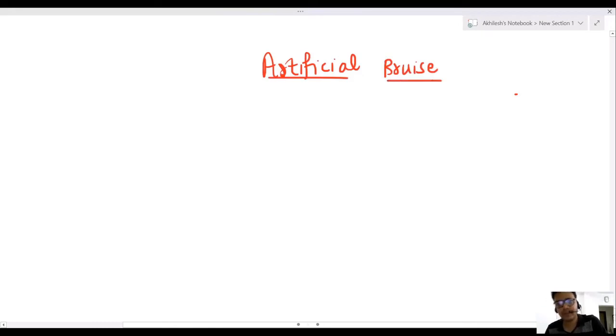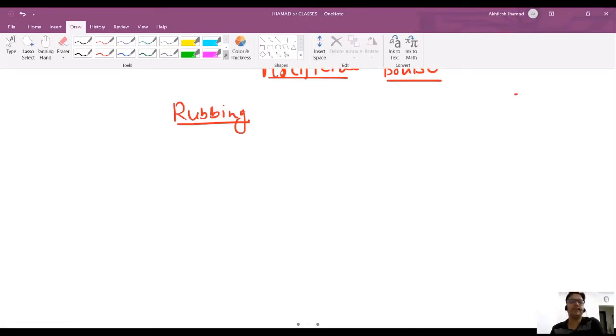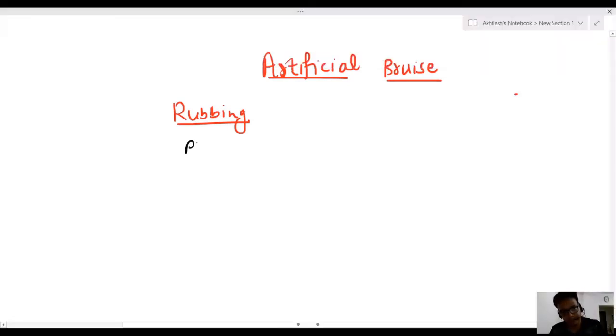Artificial bruise. Sir, by rubbing some plant product, this will cause an artificial bruise. What are the plant products which we rub that look like a bruise? Sir, PSM. These are three plants which we rub on the skin. This produces an artificial bruise.